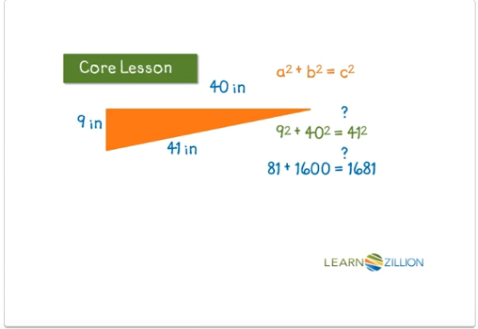So does 81 plus 1600 equal 1681? Yes. 1681 is equal to 1681. So therefore we can conclude that this is a right triangle.